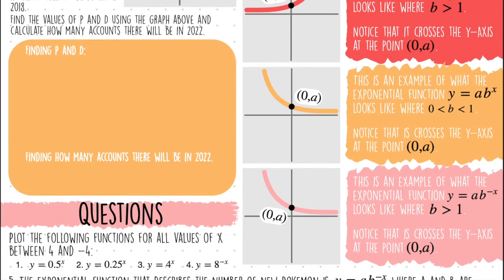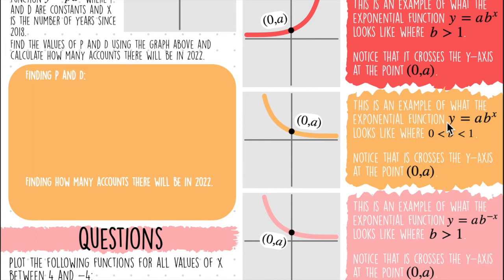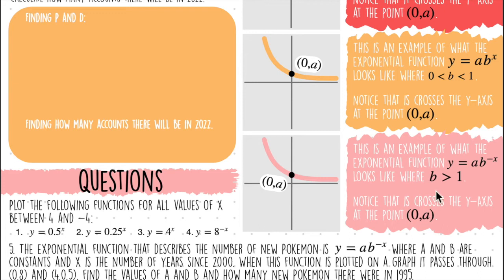Okay, let's move on to our second graph. So here y is equal to ab to the x, but now b is greater than 0 but less than 1. When we have a function like this, the graph looks like this. This is said to be a decreasing function. Notice again here, when x is 0, y is equal to a. And finally, the final graph here. This is an example of the exponential function y is equal to ab to the minus x, where b is greater than 1. And the graph looks like this, similar to the one above. Again, I keep banging on about it, but when x is 0, y is equal to a.